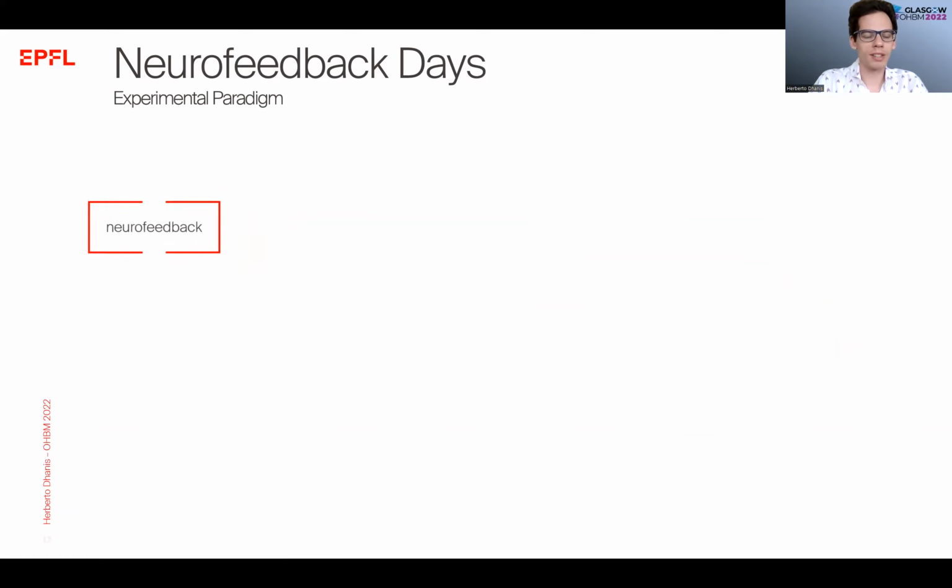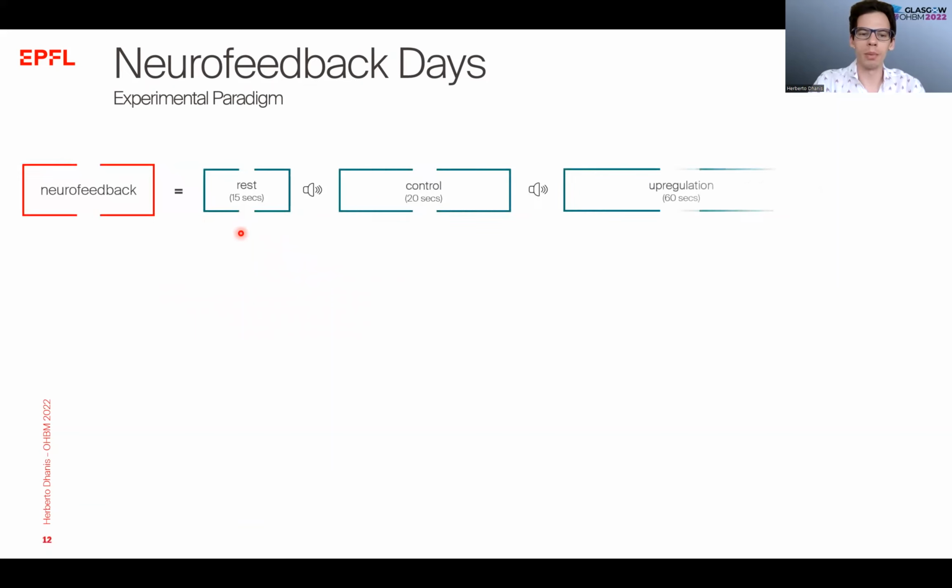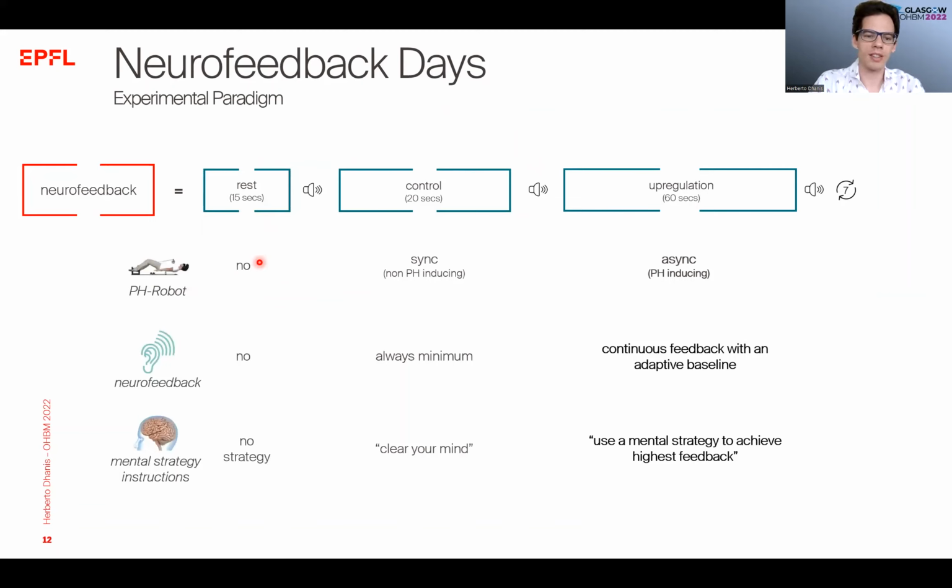The neurofeedback runs were composed of blocks of rest, control, and upregulation. A few important things on that. In rest, participants were really resting, not doing anything. It was in the control that they would start moving the robot in the non-PH inducing condition, and they would listen to the minimum level of auditory feedback independently of what was going on, and they had instructions to try to clear their mind. When we switched to upregulation, the robot would start in the PH inducing condition, and participants were instructed to have a mental strategy to try to achieve the highest feedback.